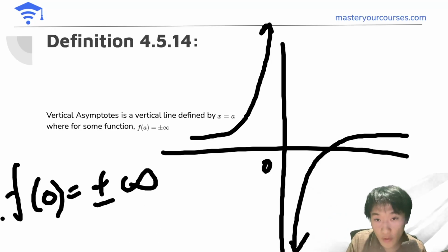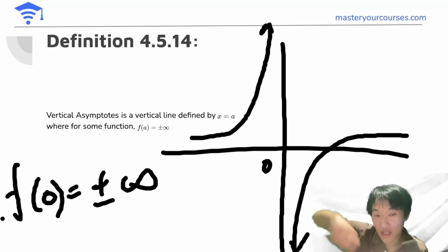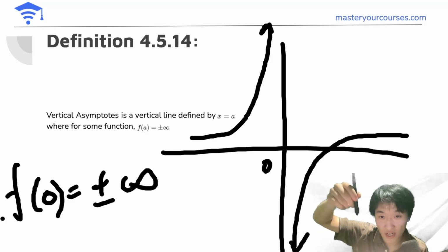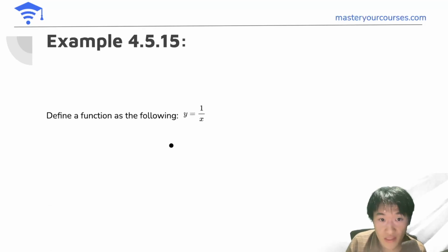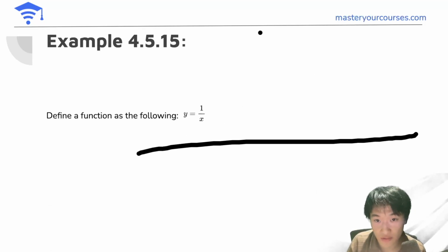At any point in which the function, the graph, goes exponentially to infinity, right? And there's a line that it doesn't cross, then you know that that's your vertical asymptote. Now define a function as the following. So y is equal to 1 over x is a great example of a vertical asymptote graph, right?